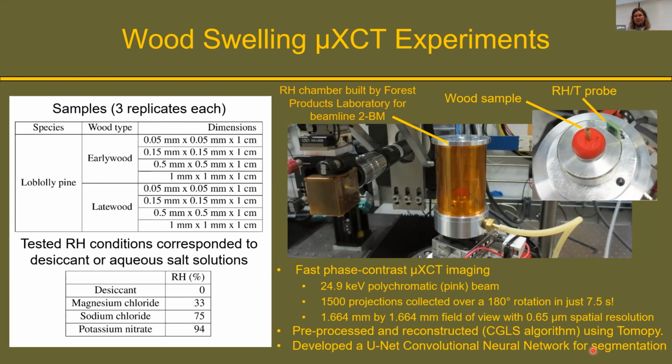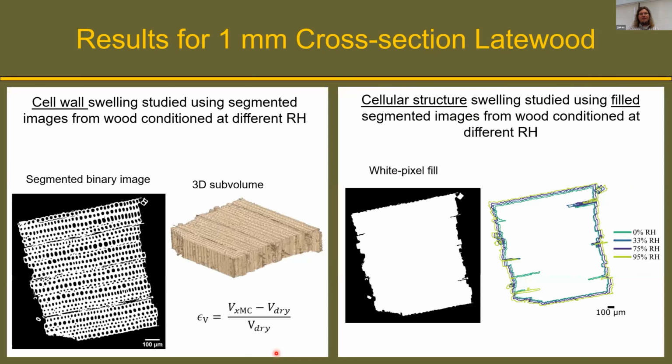And then we pre-processed and reconstructed using TomoPy. And then, because we're interested in the swelling properties of the cell walls themselves, we developed a UNet convolutional neural network for segmentation, so we can segment the air from the cell wall material itself. So here are some examples of those results.